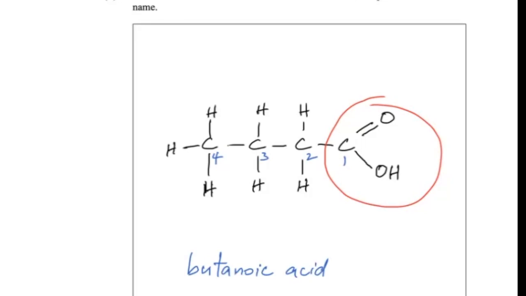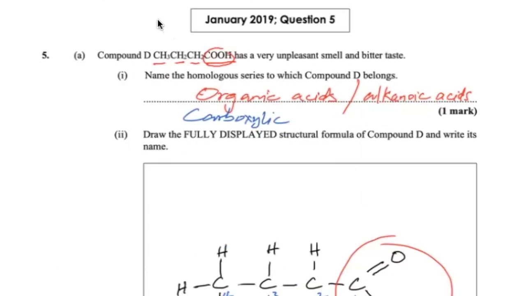So it's an organic acid, butanoic acid. All right, let me know if we can move on to the next part. For the first one, if you had carboxylic acid, it would have been correct as well. In fact, that's a better answer than organic acid. So we'll take carboxylic acid over organic acid. All right, carboxylic acid or alkanoic acid. So yes, you'd have gotten the mark right there. Okay?